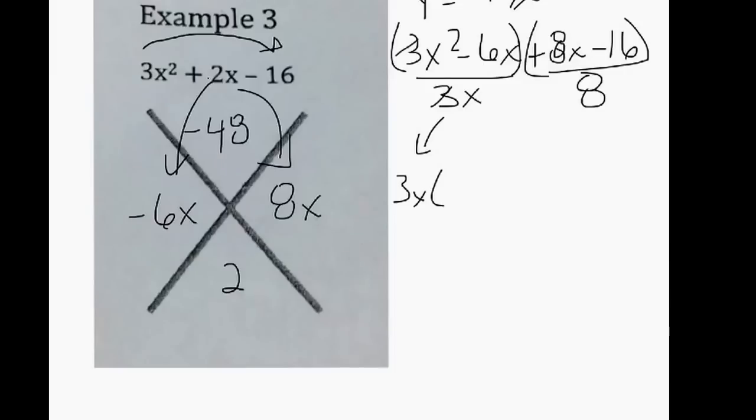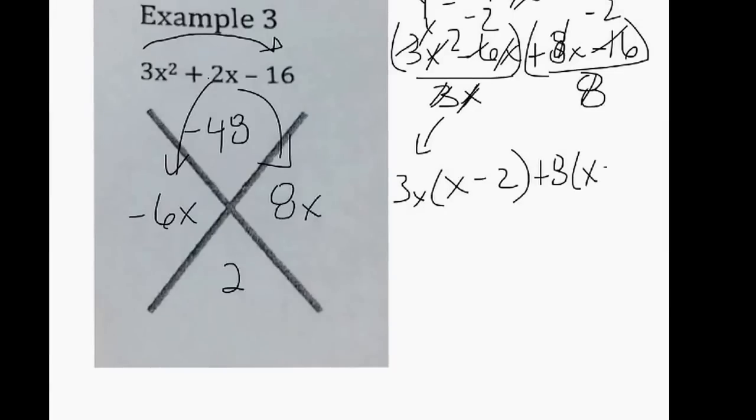3 goes into 3 and leaves us with 1. x goes into x squared and leaves x, so that's just 1x. 3 goes into negative 6 and leaves us with negative 2. x goes into x and cancels out. Bring my plus 8 here. 8 goes into 8 and leaves us with 1x. 8 goes into negative 16 and leaves us with negative 2.